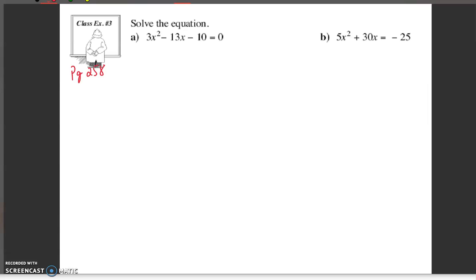Page 258, example number 3. So here we have two quadratic equations, and we're going to use our four-step method to solve for them. So step number 1, is the equation equal to 0? Yes, it is. Everything is expanded. So that means we should be able to factorize, which is our second step.